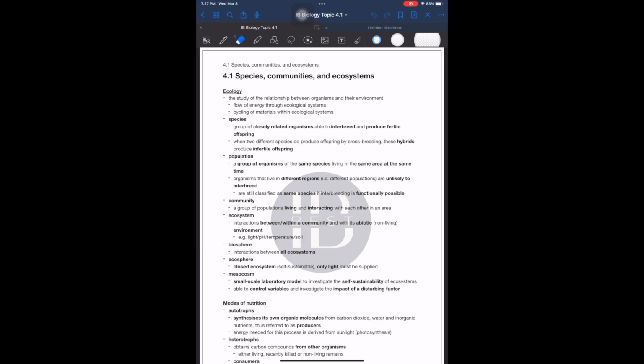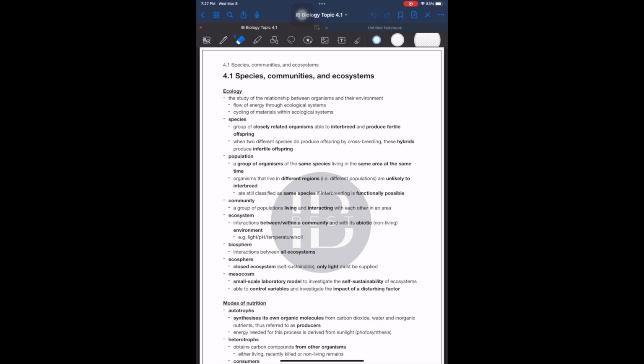The first of which is species. A species is a group of closely related organisms that are able to interbreed and produce fertile offspring. When two different species do produce offspring by crossbreeding, these hybrids would then produce infertile offspring. The reason why this occurs is something we went over in the previous big topic, which is relevant to the number of genes and chromosomes.